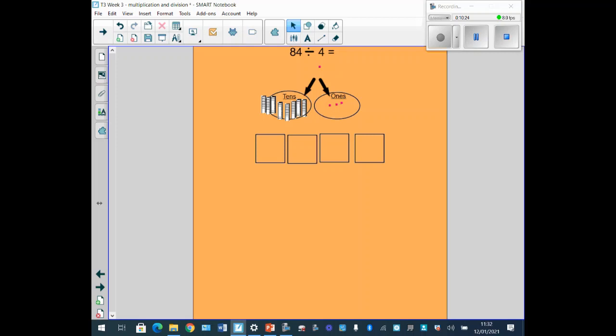Okay, let's divide my tens. 1 in there, 1 in here, 1 in here, 1 in here. 1 in there, 1 in there, 1 in there, and 1 in there. Right, let's do my ones. 1 in there, 1 in there, 1 in there, and 1 in there.